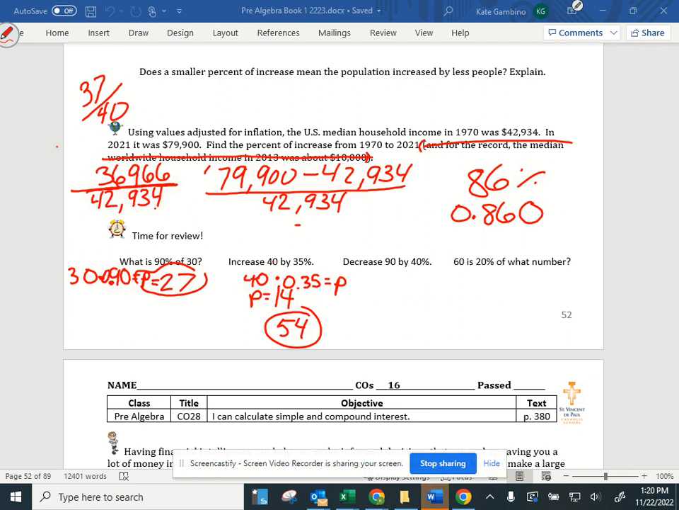Decrease 90 by 40%. So we're going to take our whole of 90, multiply it by our percent to equal the part. So 90 times 0.4 equals what? 36, because you forgot your decimal. Oh, yeah. So is my answer 36?